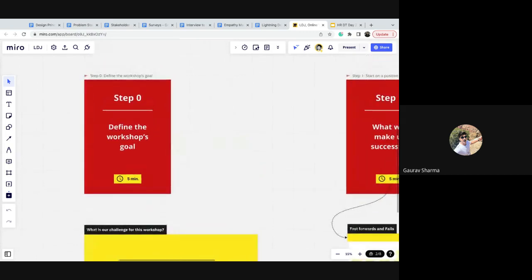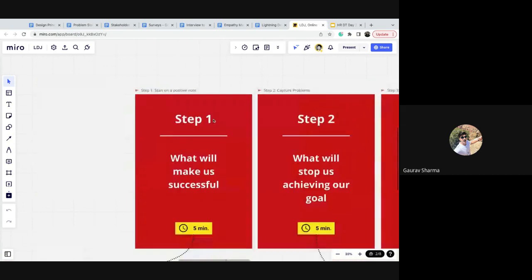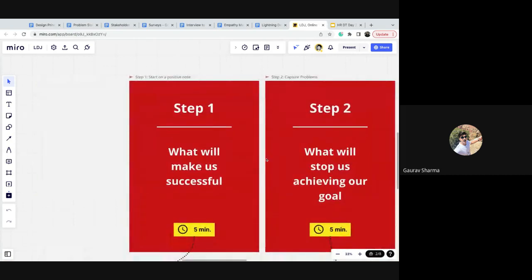That's the step zero, to define the workshop goals. Step one is what will make us successful. Now, this is key. This is where everyone comes in, and every stakeholder who has a say in this whole thing would be able to help us with what are the success criteria, so to speak, for a problem that we are trying to solve, right? Or an improvement that we're trying to make, right?